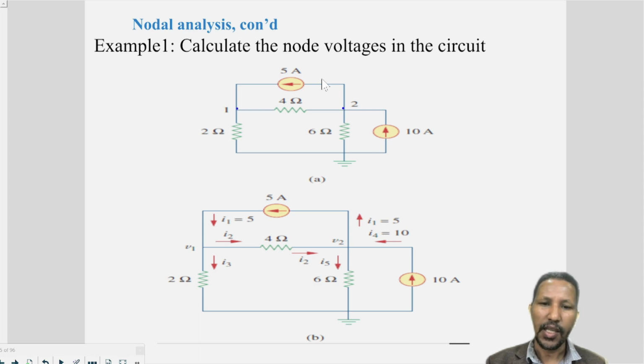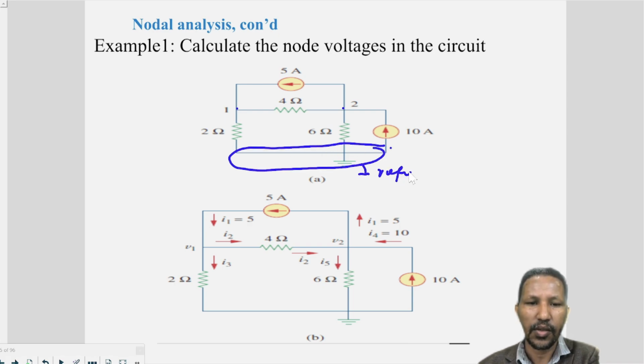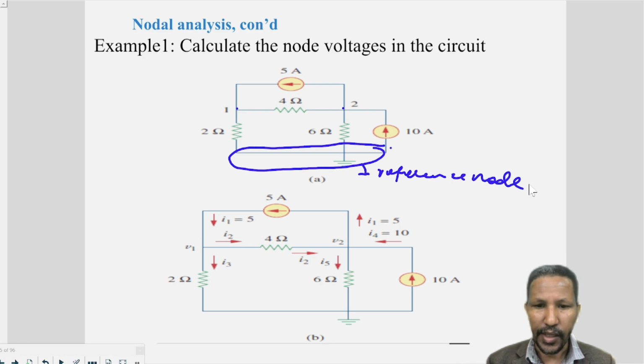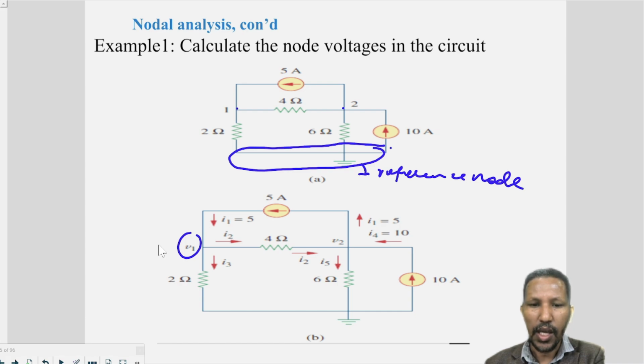The first one is selecting one node as a reference. So this node is considered the reference node. The second step is assigning node voltages for the non-reference nodes. As you can see here, V1 is assigned for node 1, and V2 is assigned for node 2. And the other very important step is we are going to assign branch currents.